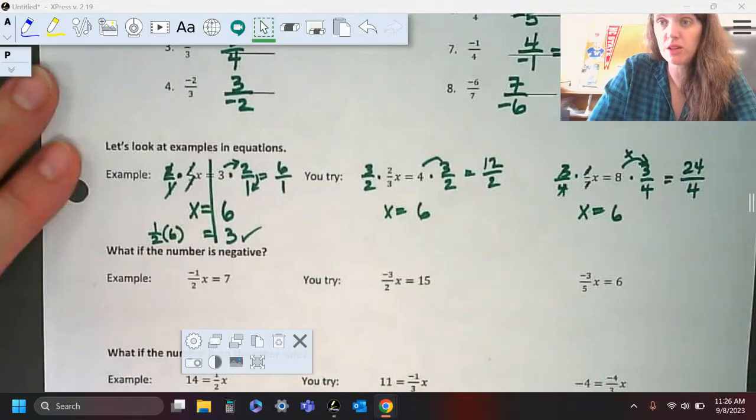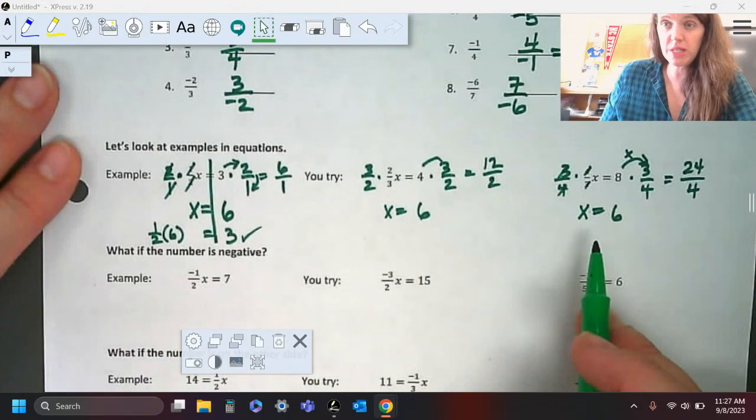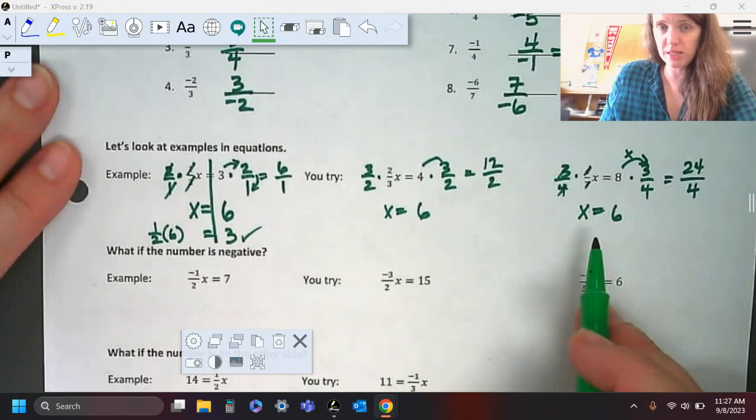Okay, so taking a look now, you can see the answers up here. The reciprocals were used. See if you got those two answers. If you didn't, you might want to raise your hand at this point and see if you need a little bit more help. Okay, I'm going to go on to the next ones.